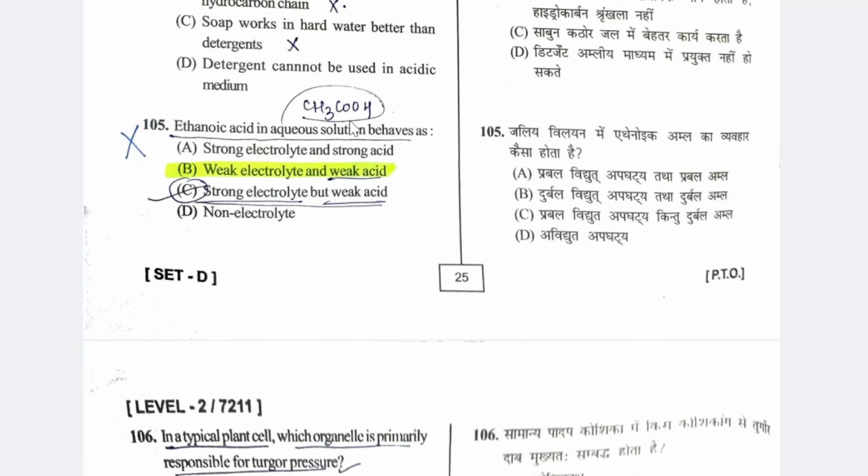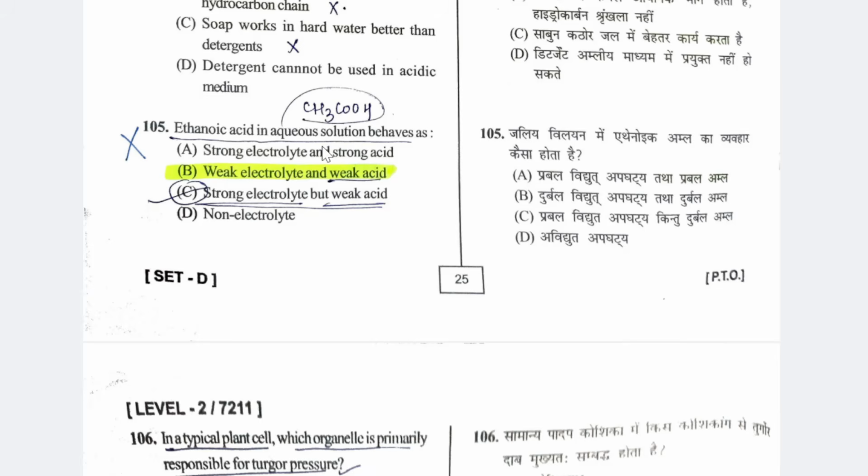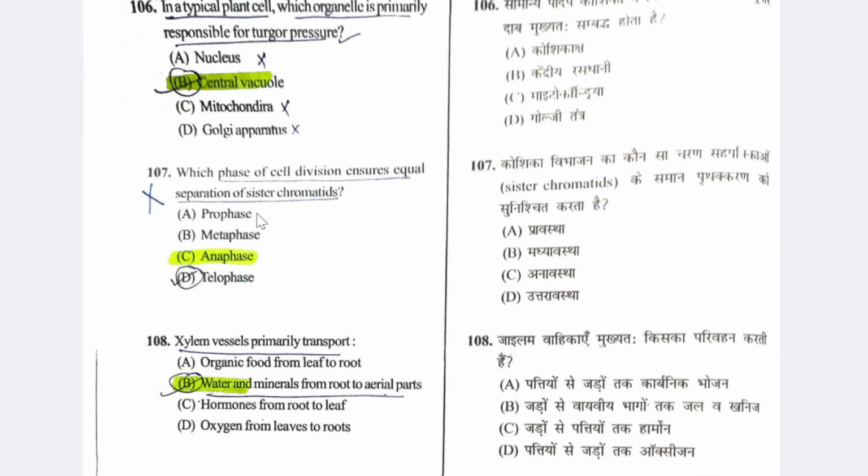105. Ethanoic acid in aqueous solution behaves as. So it behaves as weak electrolyte and weak acid. Option number B will be the correct answer. In a typical plant cell, which organelle is primarily responsible for turgor pressure? So it is central vacuole. Option number B will be correct.